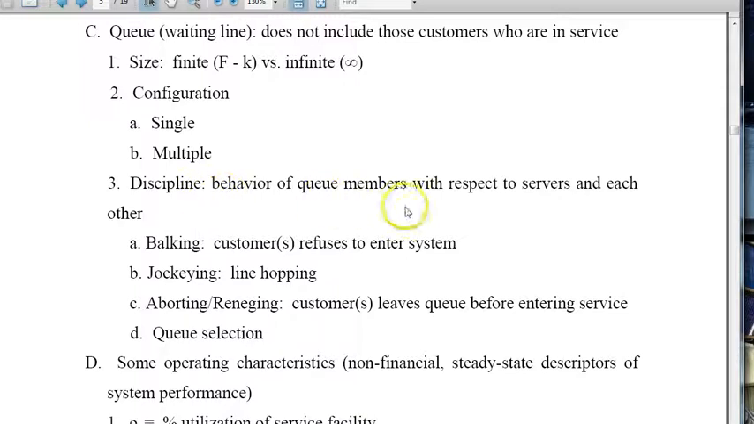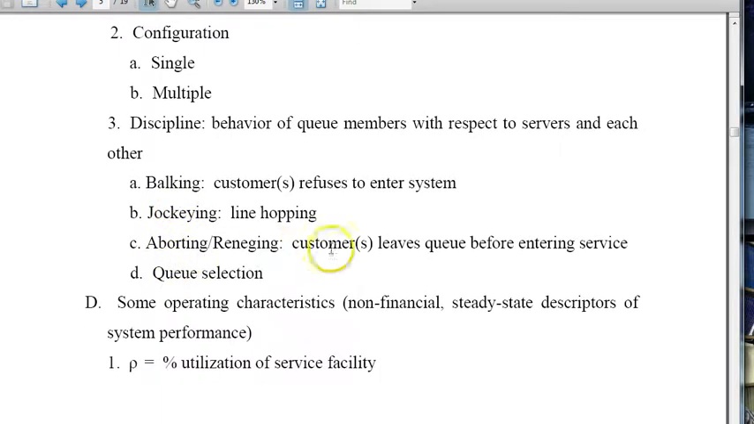Discipline, which is the behavior of customers with respect to servers. Sometimes customers balk, refusing to enter the system if it's too busy. Line hopping, we call jockeying. Aborting: they wait for a while and then decide to leave the service.